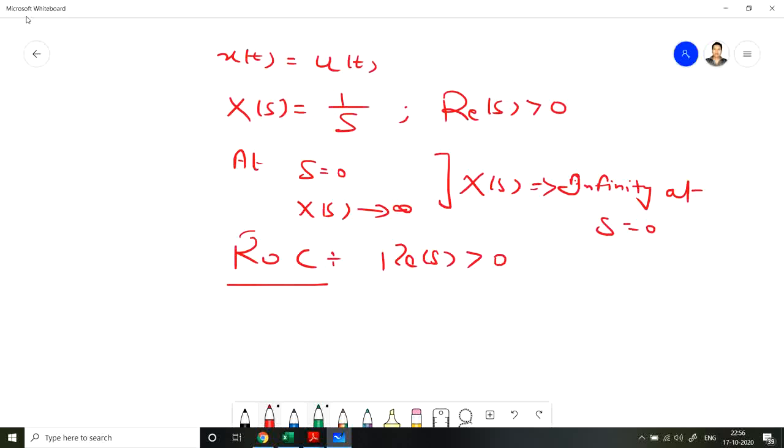Now let us take an example related to finite duration signal. Let us take another finite duration signal. So the signal is x(t) is equal to delta(t) plus delta(t minus 1). Then what will be the Laplace transform? We can find out the Laplace transform.